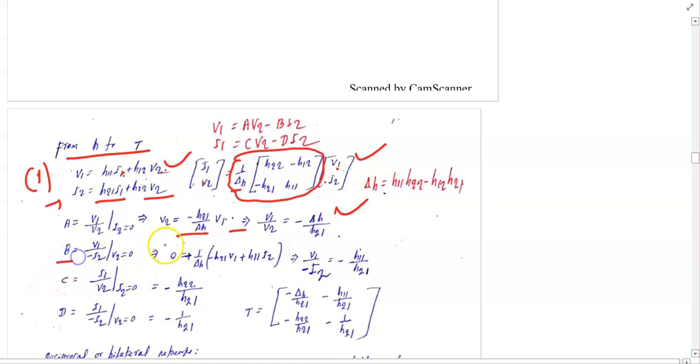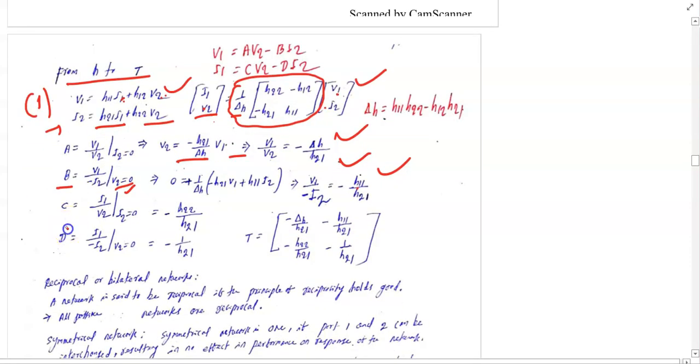Same way you can come to the B, V1 upon minus I2 when V2 equals 0. Same equation, but here we made V2 equal to 0. So del H vanishes, and V1 upon I2 will be H11 upon H21. No, V1 upon minus I2, so obviously there will be a minus sign. These are the small things. Don't complain that you made a silly mistake in the examinations. Stick to your conventions, and that comes with practice.